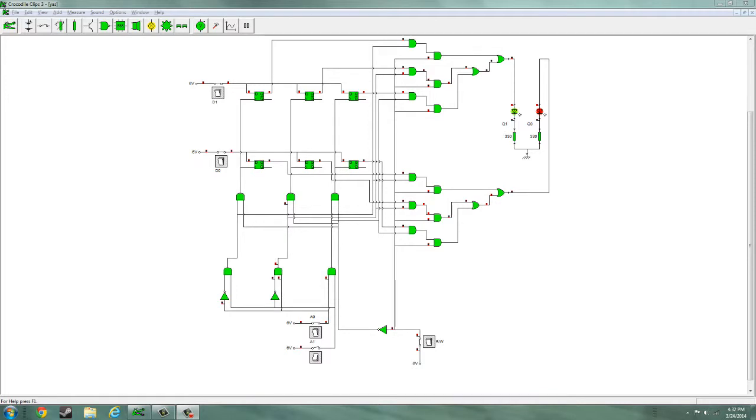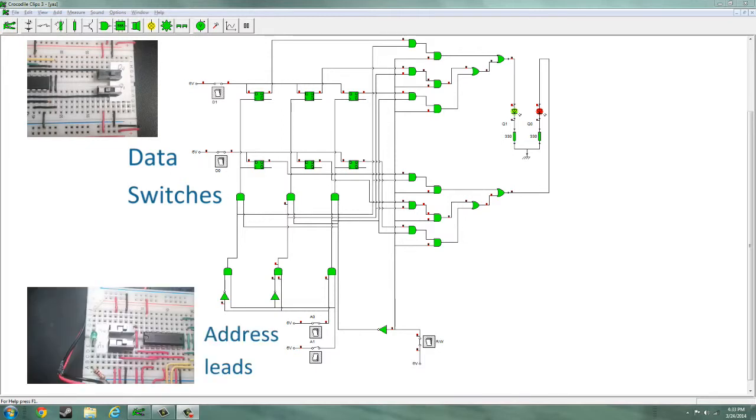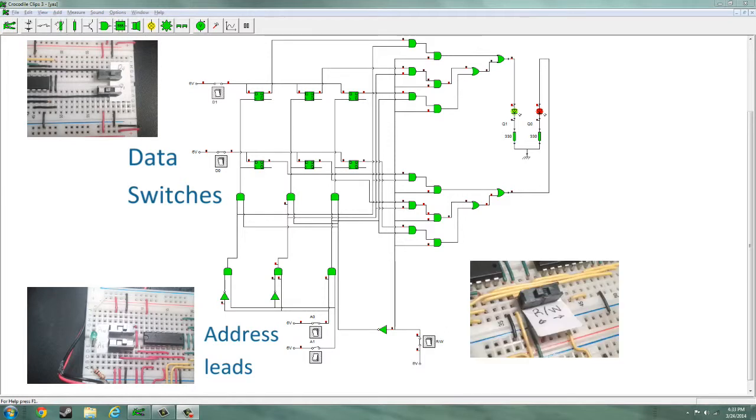If you compare the circuit in real life and the schematic, we see the data switches, which are for you to save your number, the address leads or switches, which are used to select the memory cell which data is saved into, and the read-write switch, which is used to change between the modes of reading the data and writing the data from and into the memory cells.